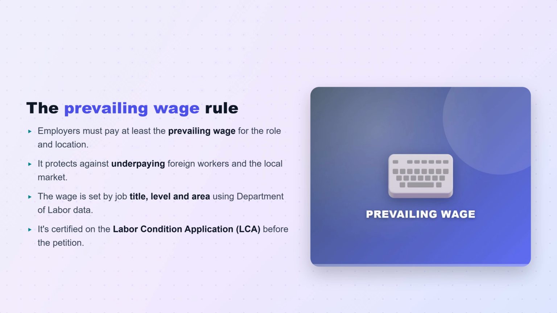Here is a behind-the-scenes rule that protects workers, the prevailing wage. Employers must pay an H-1B worker at least the prevailing wage for that job and location. This stops companies from underpaying foreign workers and protects the local job market too. The wage is set by the job title, the level, and the area, using Department of Labor data. It is certified on a document called the Labor Condition Application before the petition is even filed.